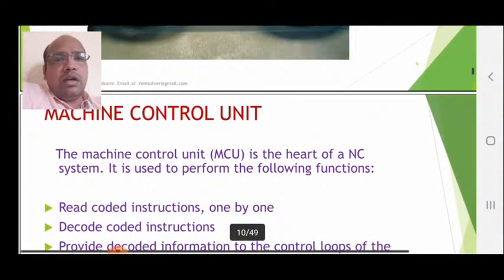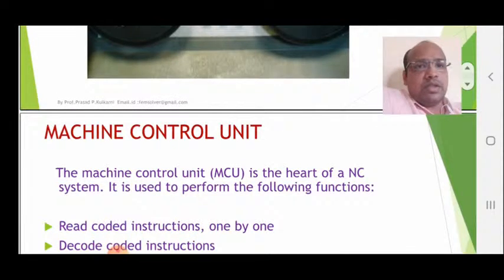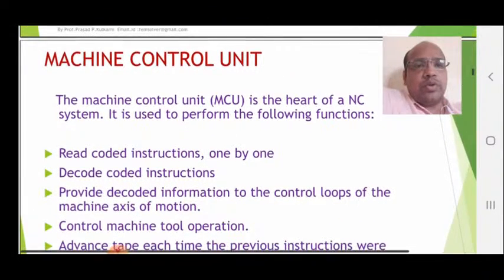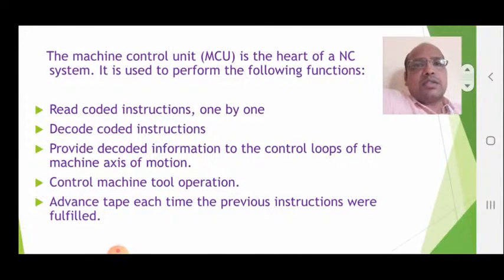Now let us see a very important control unit that is called a machine control unit in NC manufacturing system. So machine control unit is the heart of numerical control system. What is its function? It reads coded instructions one by one in a sequence.